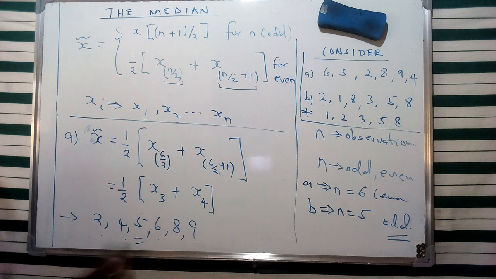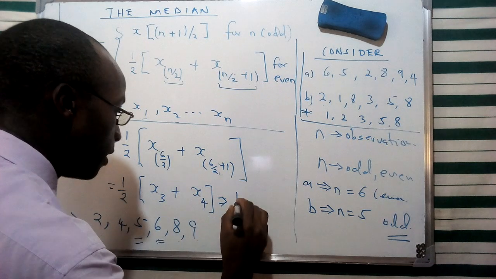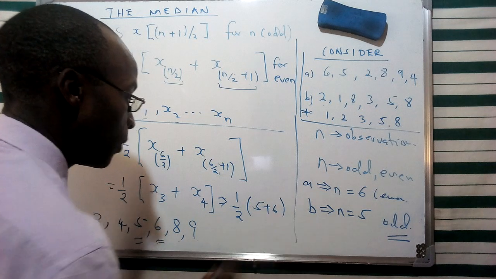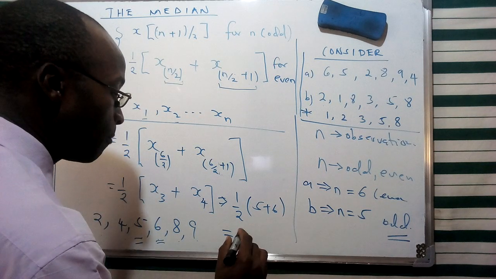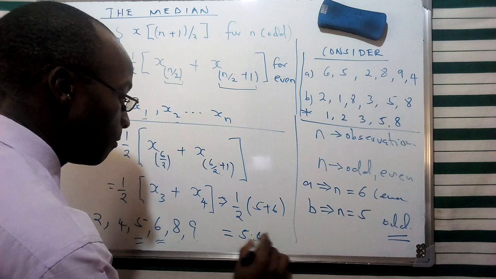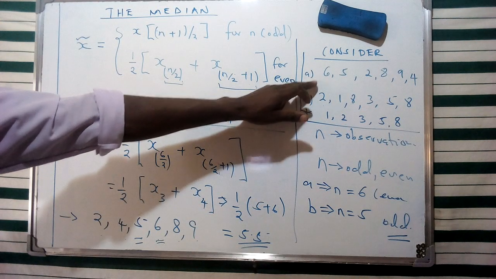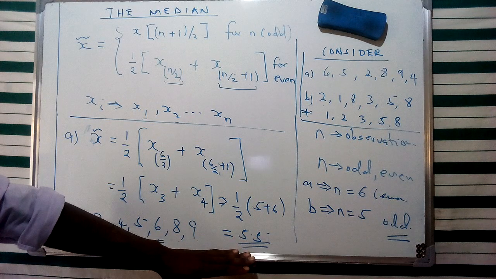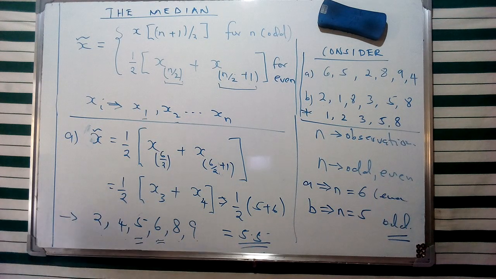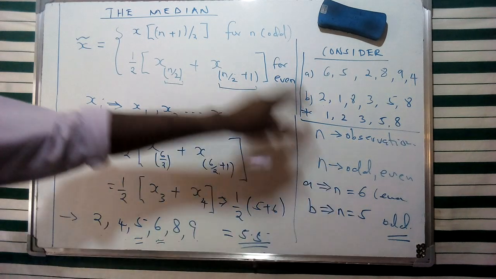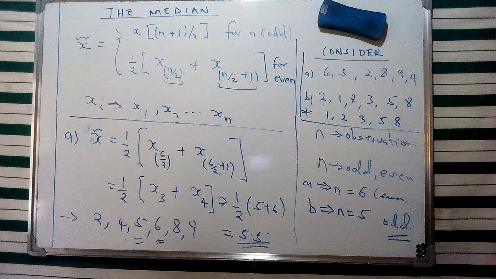So our x3 is going to represent a value of 5, and x4 is going to represent a value of 6. So this implies that we're going to have the value of 5 plus 6, which is a half of 11, and therefore this is going to be a value of 5.5. So from the first set of data, which we have for A, our value for the median is going to be found to be 5.5 using this lower formula, since our n is equivalent to 6, which is an even number.